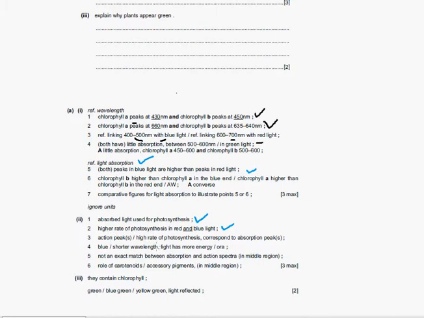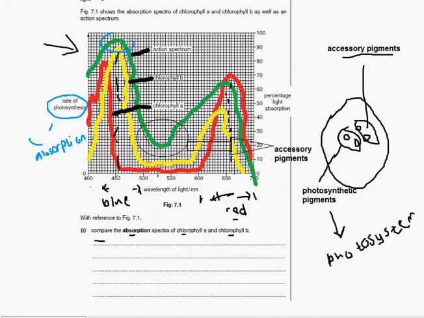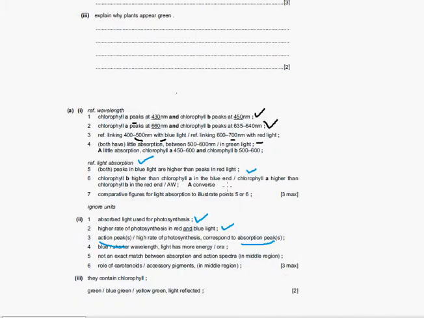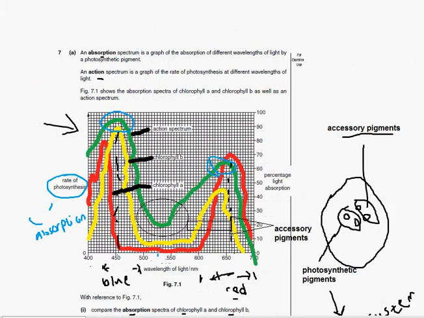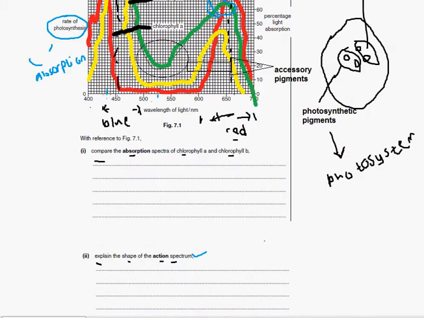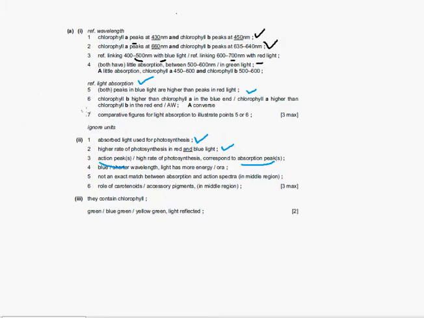Okay, action peaks correspond to absorption peaks. These peaks over here correspond to absorption peaks. Okay, at these peaks, the highest red light is absorbed. And then blue, shorter wavelength light has more energy. Okay, this one will have more energy than this one. You should also know that. And another thing, there is not an exact match between absorption and action in the middle region. The middle region is sort of ambiguous.